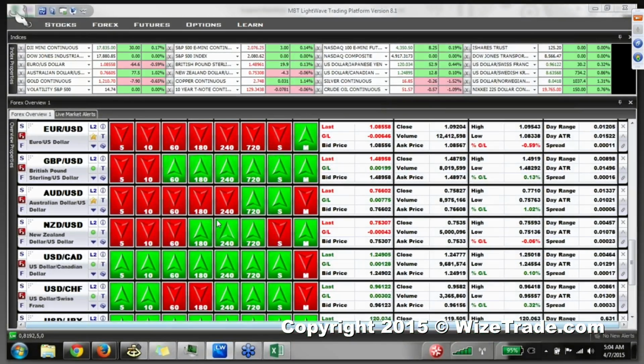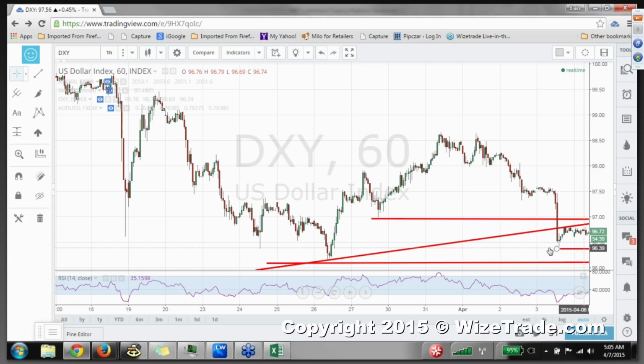So we got to finish up with the dollar index. The dollar index was pretty outstanding yesterday as far as what it did. Let's go back to yesterday, we were right here, and we were looking for support at 96.30, 96.40, okay? And a resistance at 97.